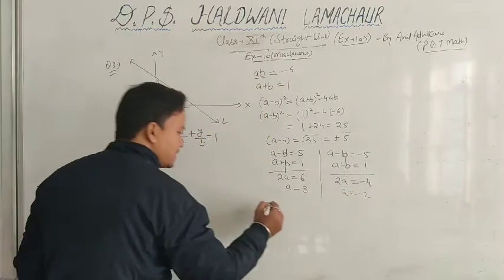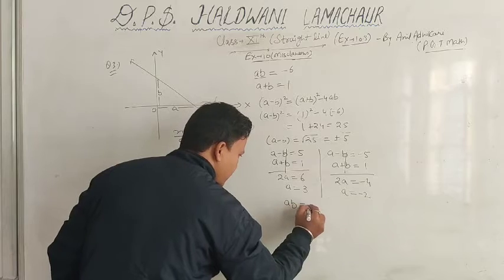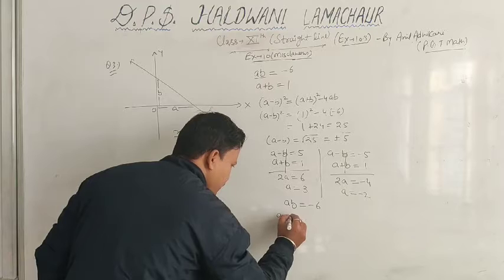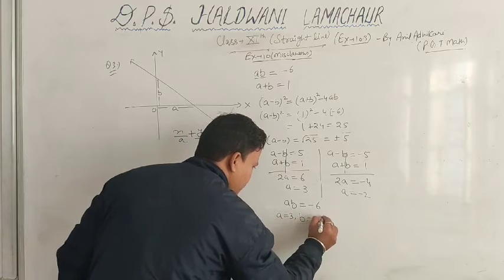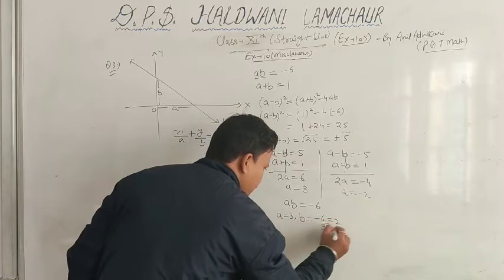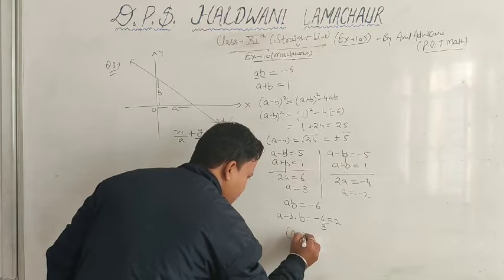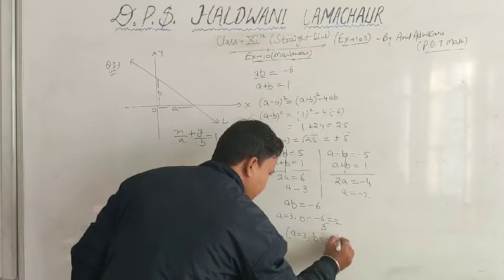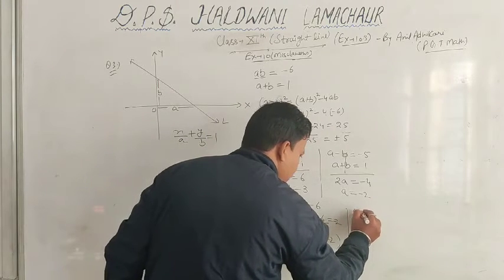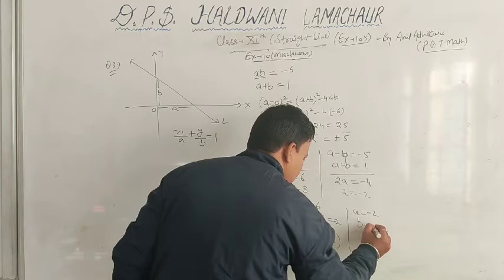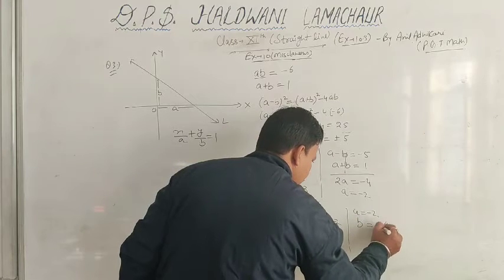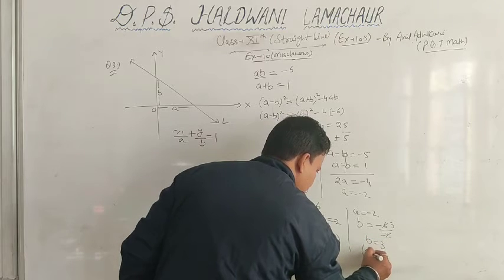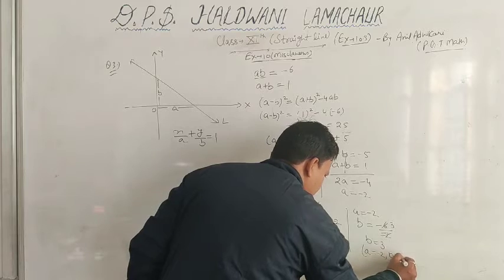Now since the product of both intercepts is equal to minus 6, if A is equal to 3, then B is equal to minus 6 upon 3, that is minus 2. So the first pair of values is A is equal to 3 and B is equal to minus 2. Secondly, if A is minus 2, then B is equal to minus 6 upon minus 2, that is 3. So in this case, A is equal to minus 2 and B is equal to 3.